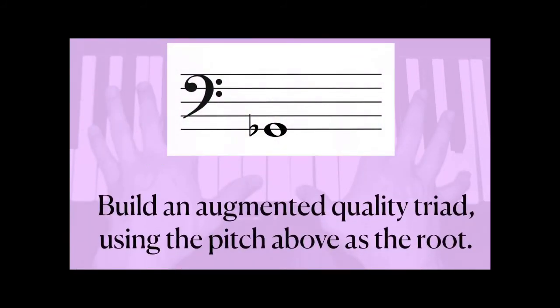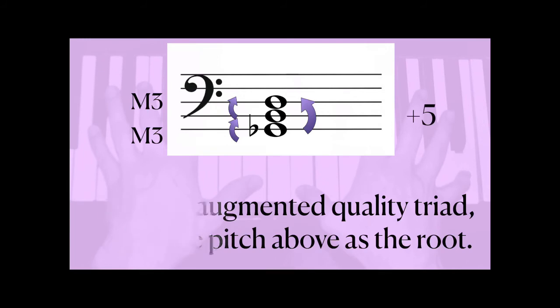Let's build an augmented quality triad using the pitch above as the root. So we see a G flat pictured, and we'll need some kind of B and some kind of D above that in order to make this a root position triad. We also need a major third on the bottom, a major third on the top, and an augmented fifth between the root and the fifth.